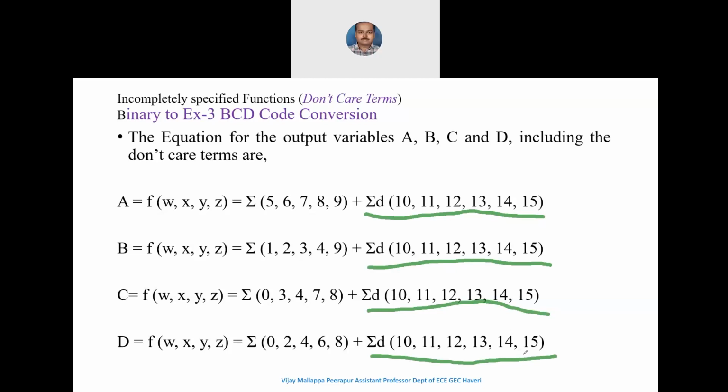Once you write it, simplify the K-maps and see whether the D terms will help in creating larger groups or not. If it is helping in creating larger groups, consider the D as logic 1. If it is not helping in creating larger groups of minterms, consider the don't care terms as logic 0. Accordingly, identify the prime implicants and essential prime implicants and come up with a simplified expression for the output variables A, B, C and D. Everyone, take this as an exercise.